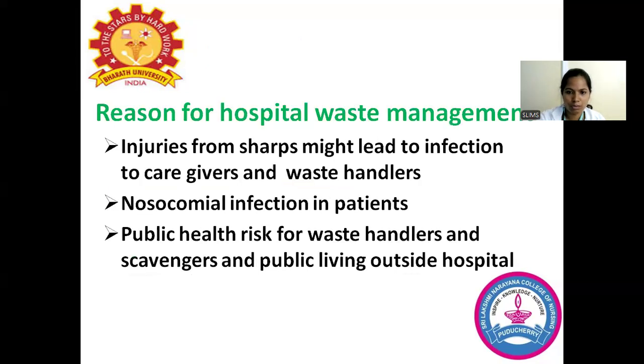So why do we do hospital waste management? Injuries from sharps might lead to infection to the caregivers and the waste handlers. Thus, it can be prevented. So, nosocomial infections from one person to another can be prevented. Public health risk for waste handlers, scavengers, and the public living outside the hospital could be protected by managing the hospital waste.